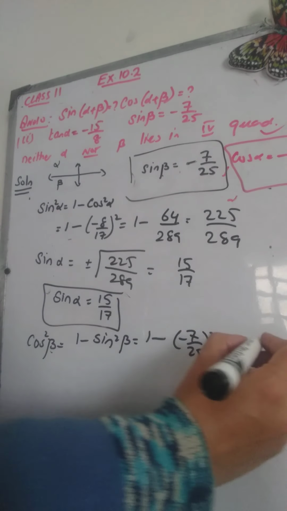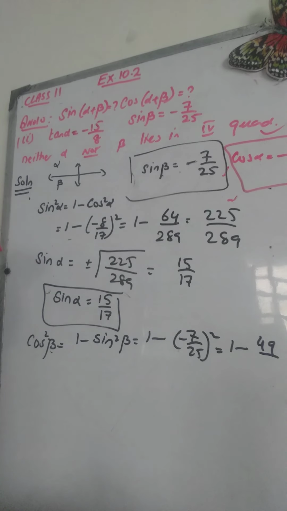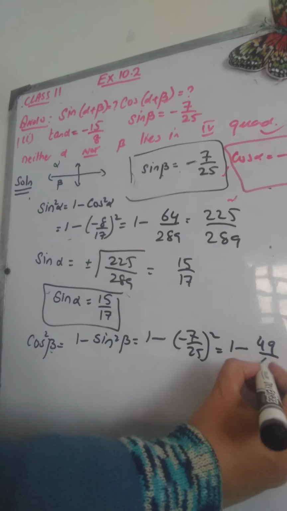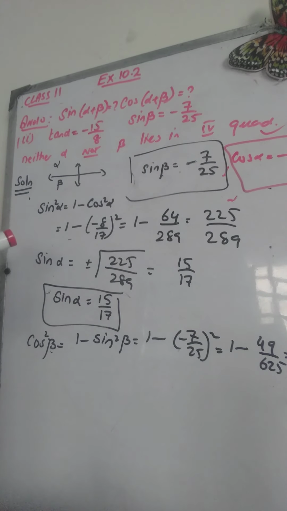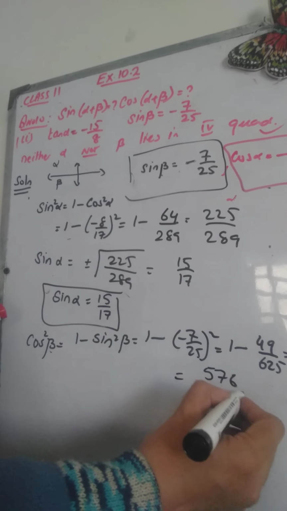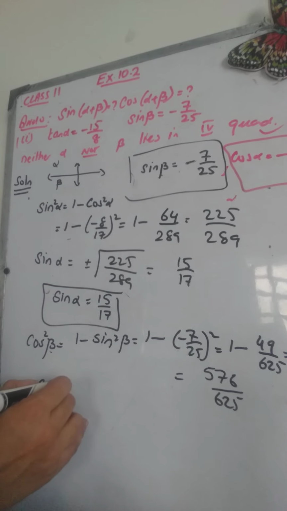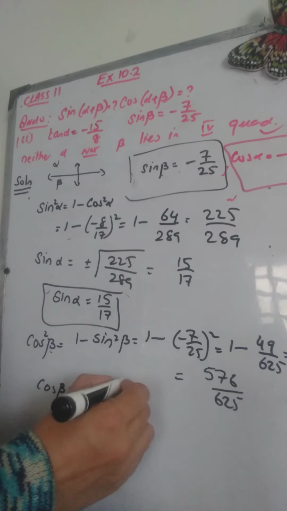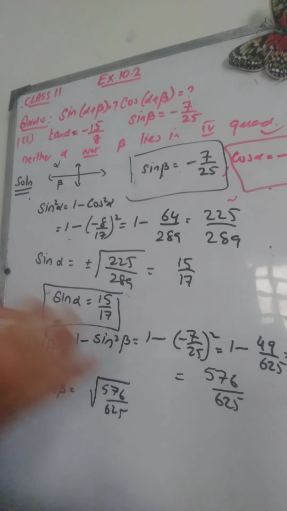1 minus square of 7 is 49 and square of 25 is 625. Subtracting these two values, what do we get? 1 minus 49 by 625 gives us 576 over 625. Now cos of beta will be the square root of 576 over 625.